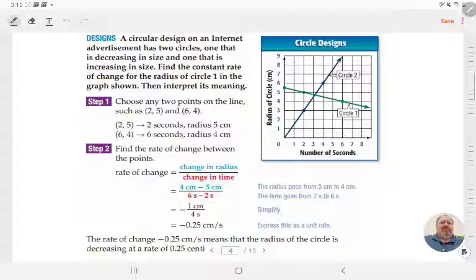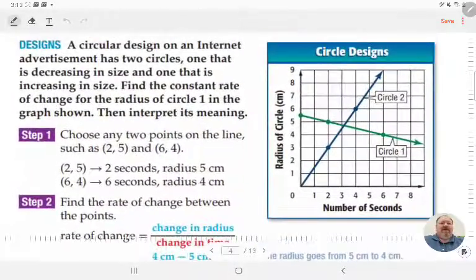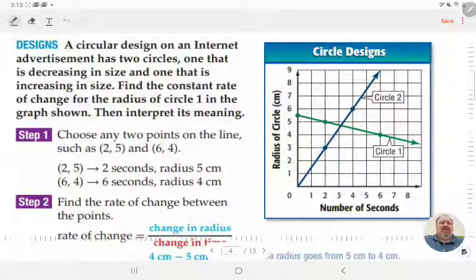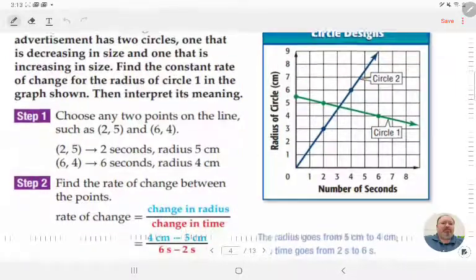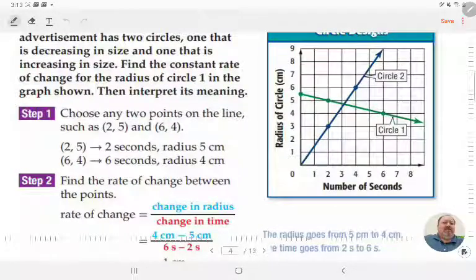All right, so we have this problem here. It says a circular design on an internet advertisement has 2 circles, one that is decreasing in size and one that is increasing in size. Find the constant rate of change for the radius of circle 1 in the graph shown, then interpret its meaning. So circle 1 is the green line.